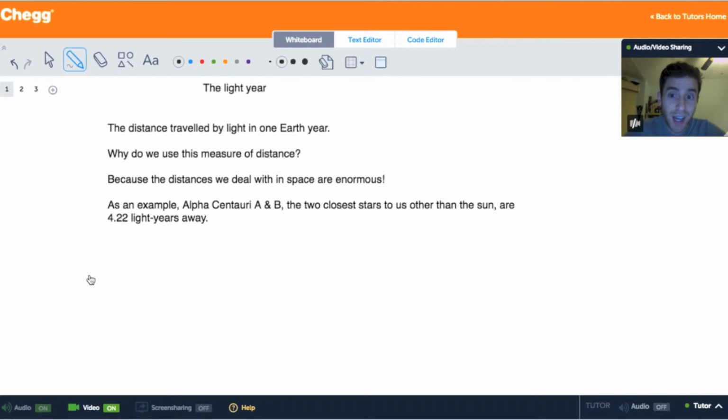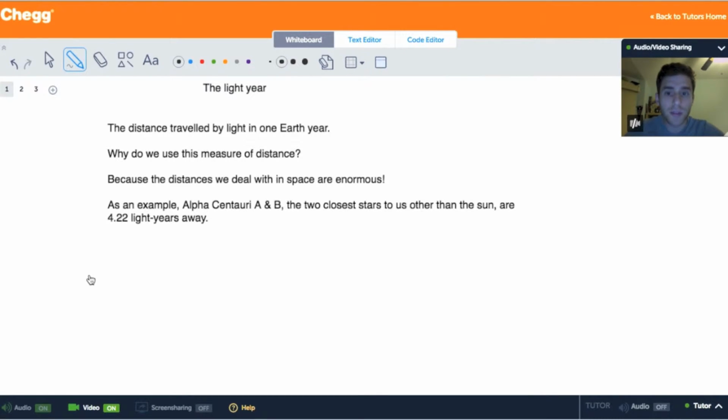This lesson is on the light year, which, I know, sounds like a time, but it's actually a distance traveled by light in one Earth year. And I say one Earth year because we measure years by the amount of time it takes for the Earth to revolve around the sun. So the light year is not a measure of time, it's a measure of distance, and it's just the distance traveled by light in 1 year.